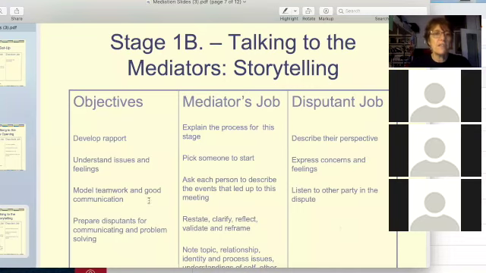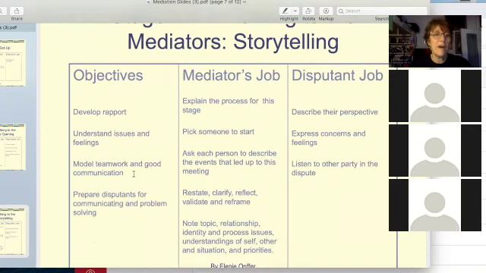Okay. Your goal is to keep developing rapport. You have hopefully by this point established a rapport with the people. Now you want them to also have some rapport with each other, but you also want to deepen the rapport with you because it's going to get tough now. Up until now, it wasn't that hard. It's going to start to increase in complexity, and it's going to increase in challenge. You want to understand what the issues are, and then you want to model good teamwork and good communication, and you want to prepare them to be able to do the problem solving and to come up with their solution.